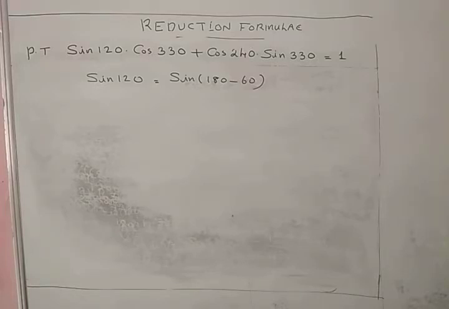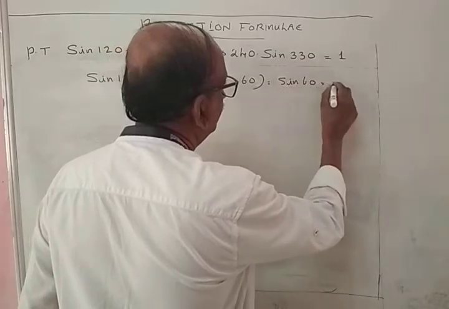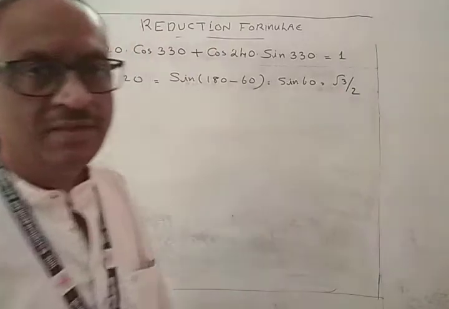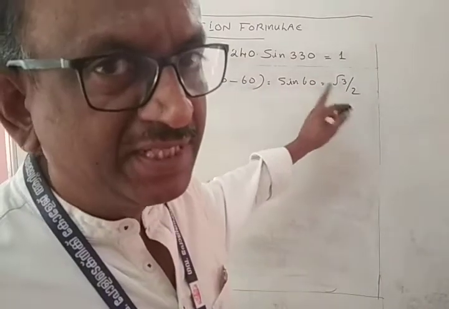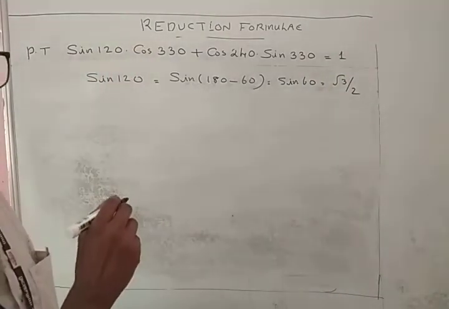We can express sin 120 as sin 180 minus 60. Sin 180 minus theta is in the second quadrant, therefore the value is positive. Since the angle is 180, that is an odd multiple of 90, sin becomes sin. Therefore sin 180 minus 60 is the same as sin 60. Sin 60 is root 3 by 2. This is a standard angle value. Next, cos 330.